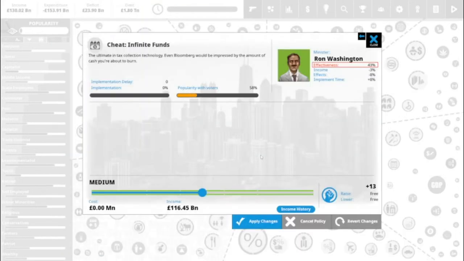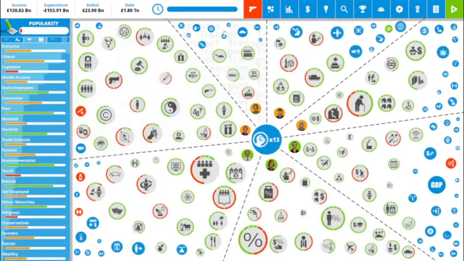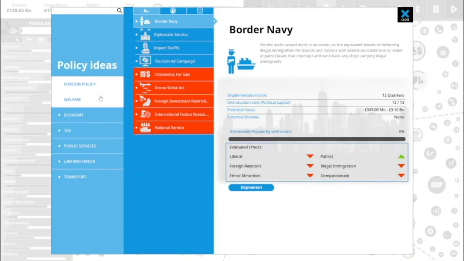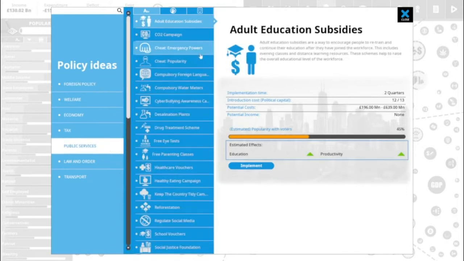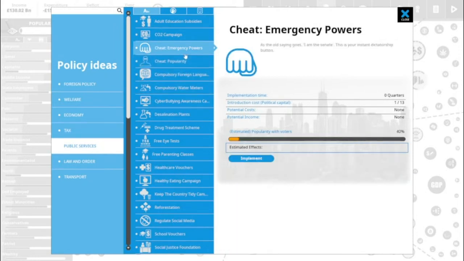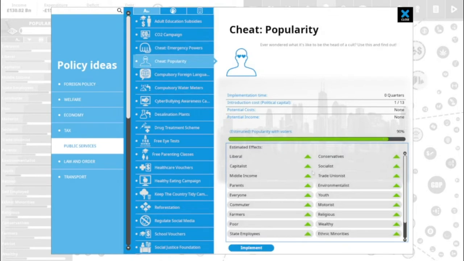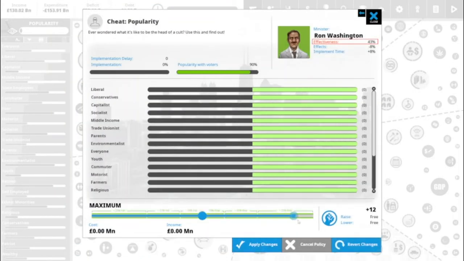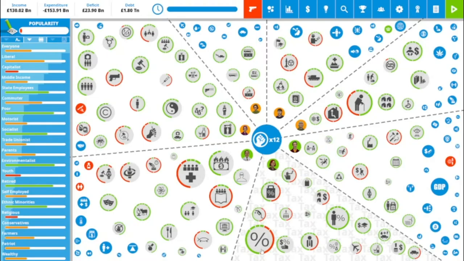Do you know what? We want some funds. Yeah, maximum 232 billion a quarter. That should wipe out the deficit nicely. And public services. Popularity. Estimated effects: everybody becomes happy. Oh, and popularity is popular with the voters. Look at that. If we do minimum, they only boost it by about 91%. We can't accept that. We must have total popularity.